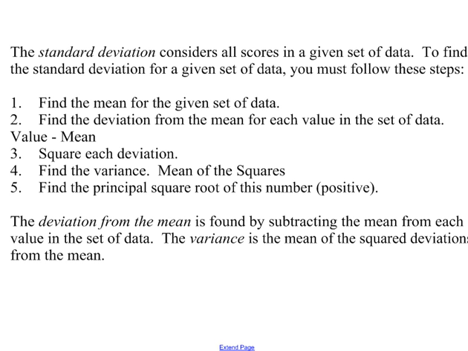Step 4, you find the variance. Well, the variance is simply the mean of that last column that you just created, the squared deviations. And finally, after that, you take the principal square root. That simply means, again, that you want the positive number. Let's do an example together to show you how to do each step.